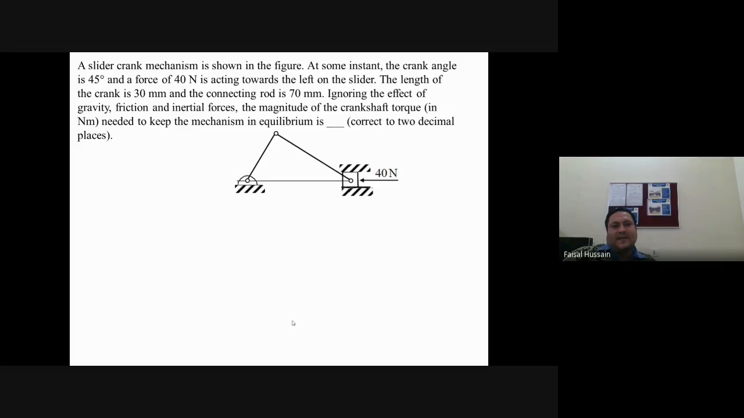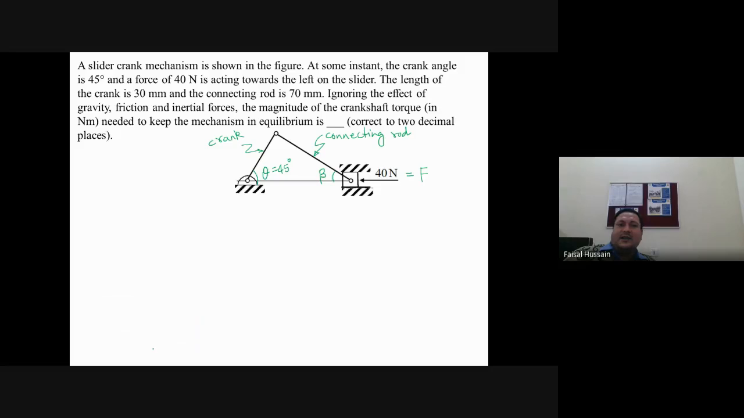The first example: a slider crank mechanism is shown in the figure. At some instant the crank angle is 45 degrees. First of all, you should know that this is your crank, and this is your connecting rod. Here 40 Newton is the force or effort. This angle is your theta, the angle of the crank, and this angle is beta, the angle of the connecting rod. At some instant, theta equals 45 degrees.